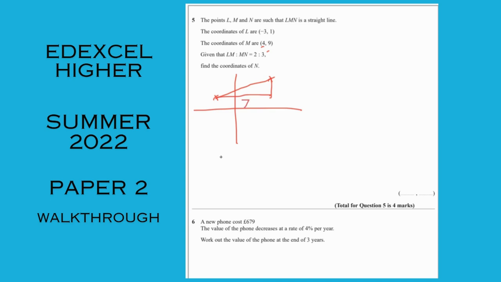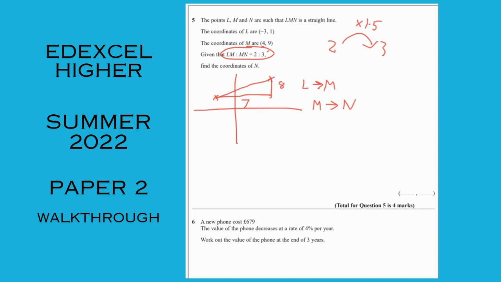Horizontally, that's a movement of 7. Vertically, that's a movement of 8. So that's the movement to get from L to M. To get from M to N, let's look at this line here. How do we get from 2 to 3? Well, you add half on, or in other words, you multiply by 1.5.